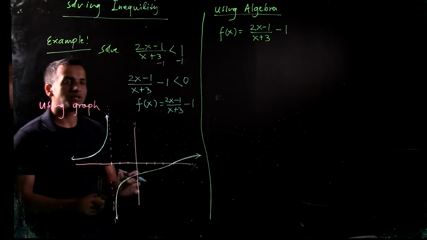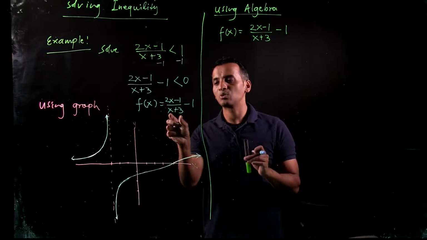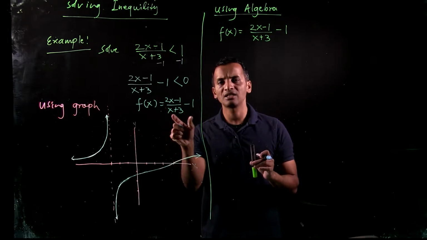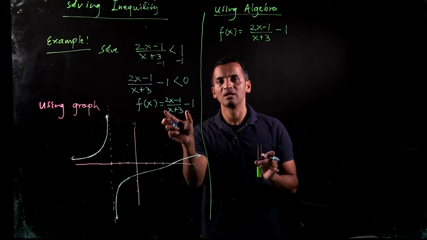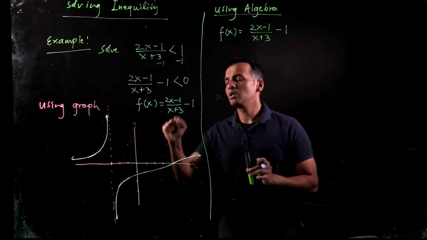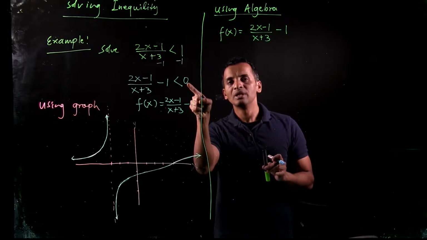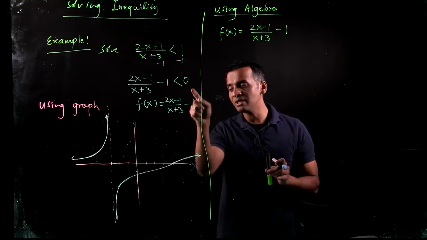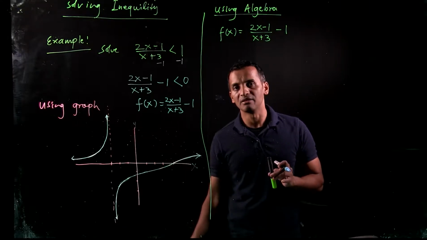If you are using a graph, what you do is you enter y equals (2x minus 1) over (x plus 3), minus 1. Whenever you enter a fraction, you need to enclose the top and bottom in parentheses, okay? When you enter that in the calculator, you will get this graph. But we are interested in where f of x is less than 0. Less than 0 means the graph is negative. Graph negative means, for what values of x, the graph is below the x-axis, right?